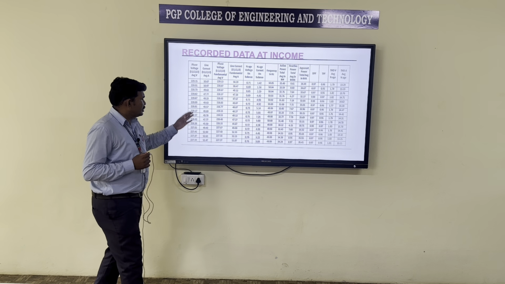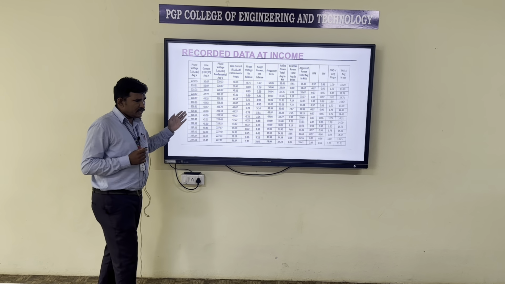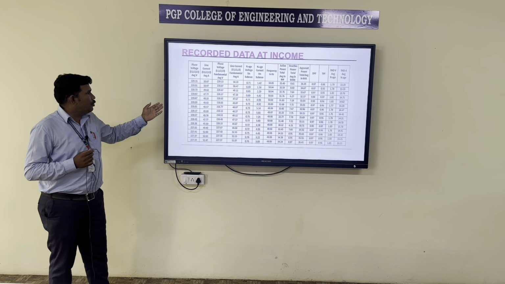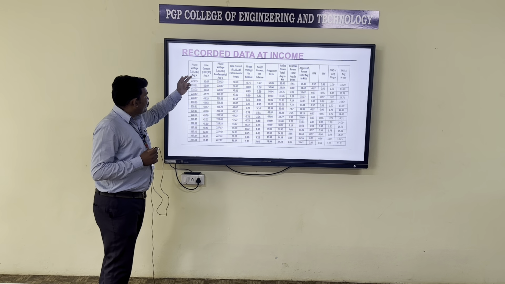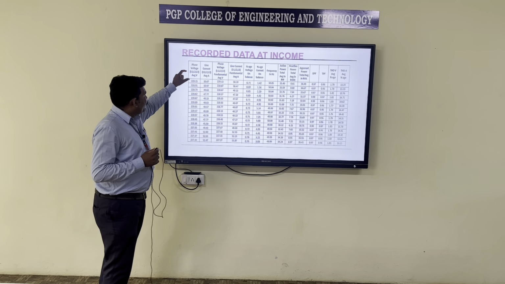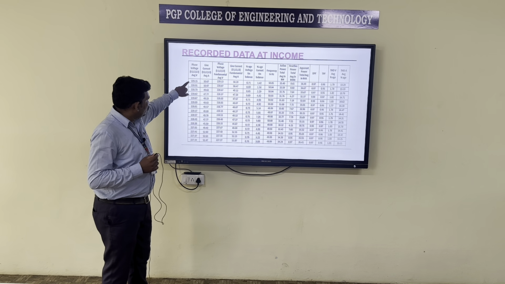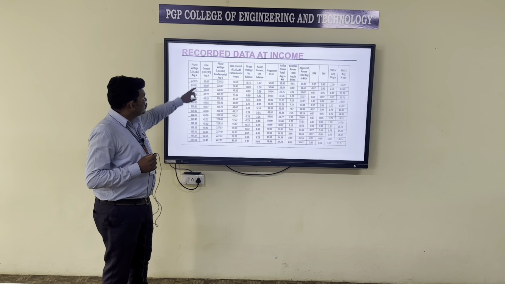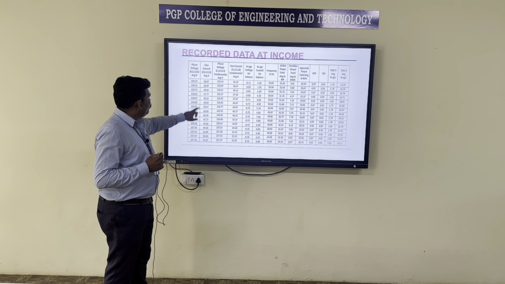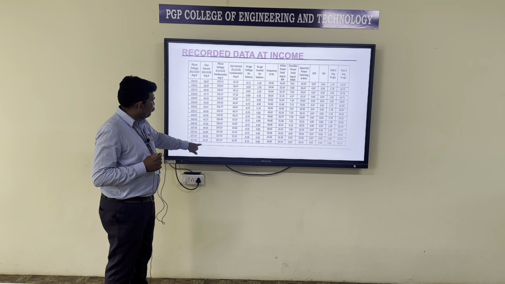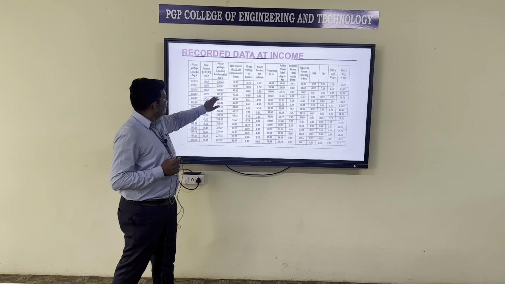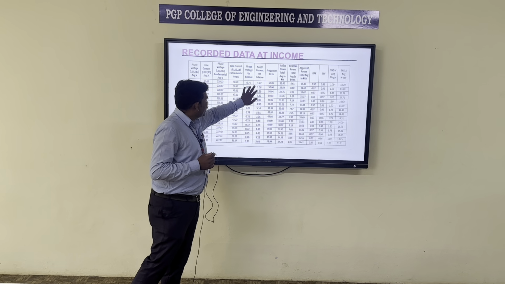So everyone knows, since it is a 3-phase supply we will go for 440 volts. Here we have taken the phase voltage. So you can see 229 to 227. Similarly, the average current will be 50 up to 52. Whereas you can see the balanced voltage, unbalanced voltage.